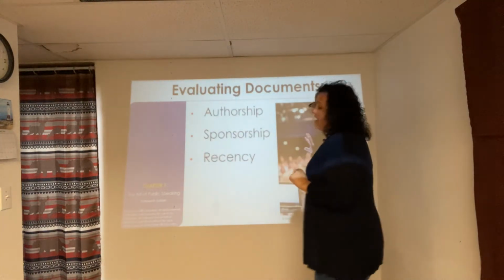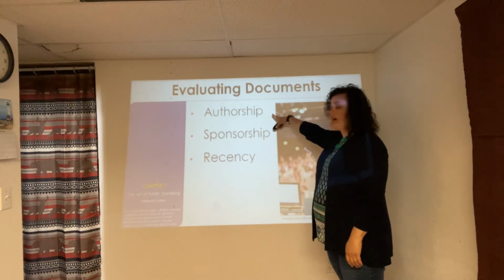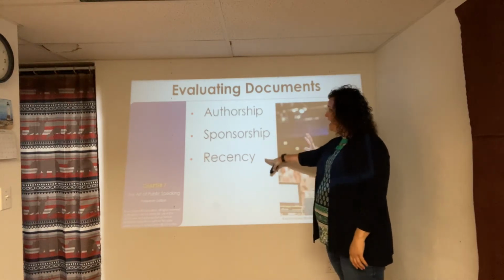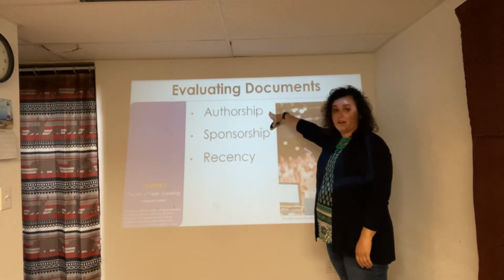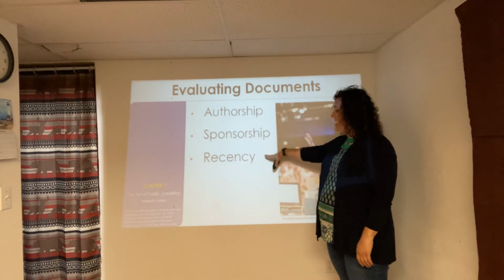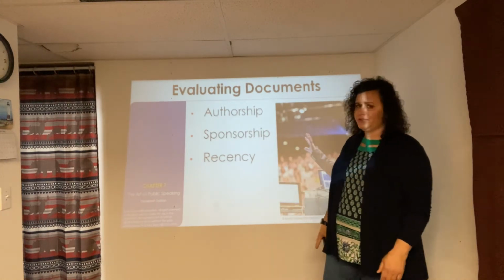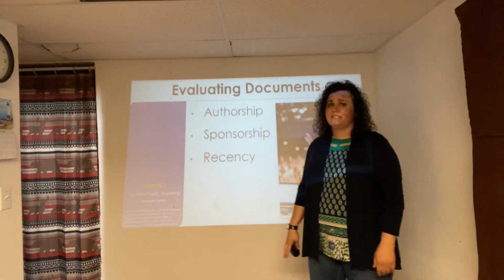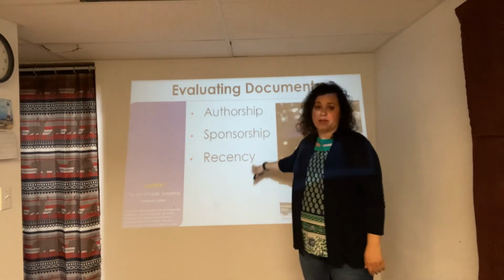When you are evaluating documents, whether they are on Wikipedia or otherwise, you want to check the authorship, the sponsorship, and the recency. So we need to know who wrote the article or who sponsored it, and how recent is the material that's provided. I usually say within 5 to 10 years is a good recency limit.